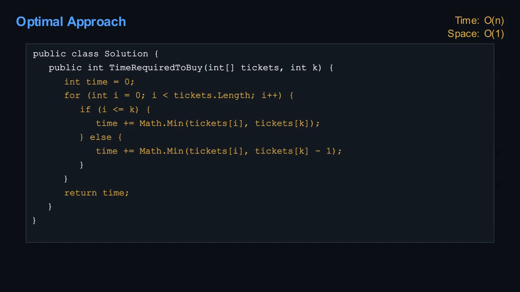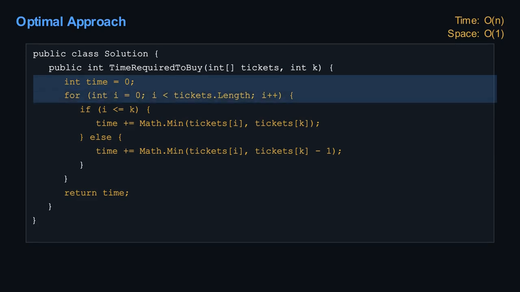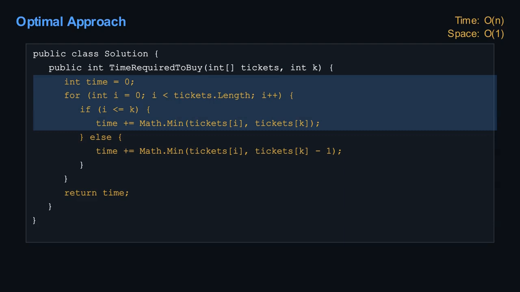The key insight for optimization is realizing we don't need to simulate. We can directly calculate how many times each person contributes to the total time. For any person at index i before or at our target index k, they will buy tickets as long as our target person, k, is still in line. So, they will buy tickets up to the minimum of their own required tickets and the target person's required tickets.